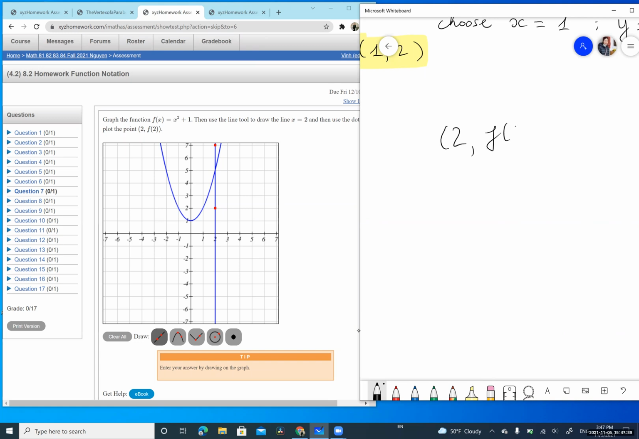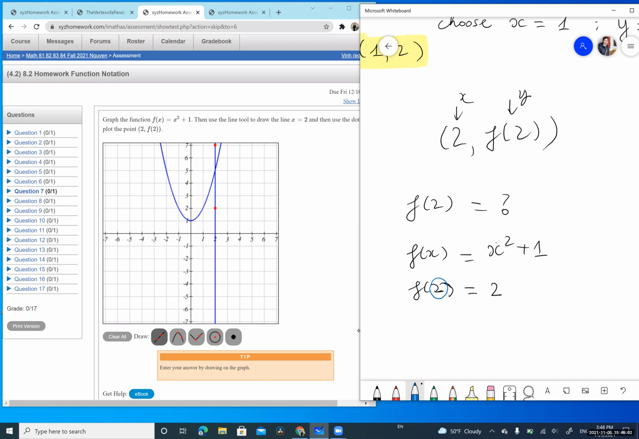So I have to figure out what f(2) is. What is this number? This is either x and this is either y. So f(2) is what? Remember, f(x) equals x squared plus 1. So f(2) will equal, replace this 2 for the x in this function. Keep everything else. You keep the square, you keep the add 1, just replace the x with 2. So you have 2 squared plus 1, and simplify that, you have 5. So the ordered pair is (2, 5).